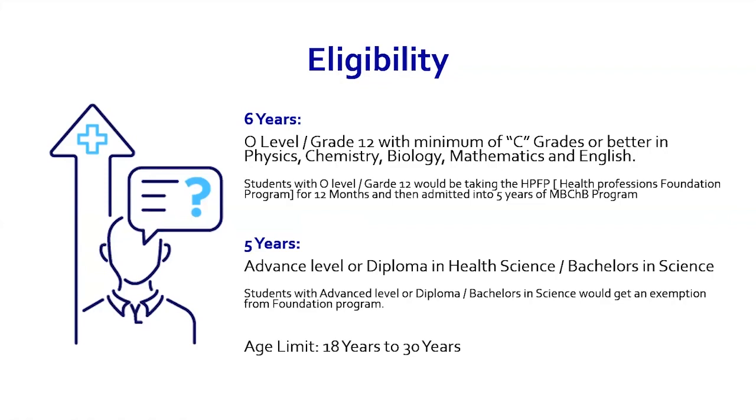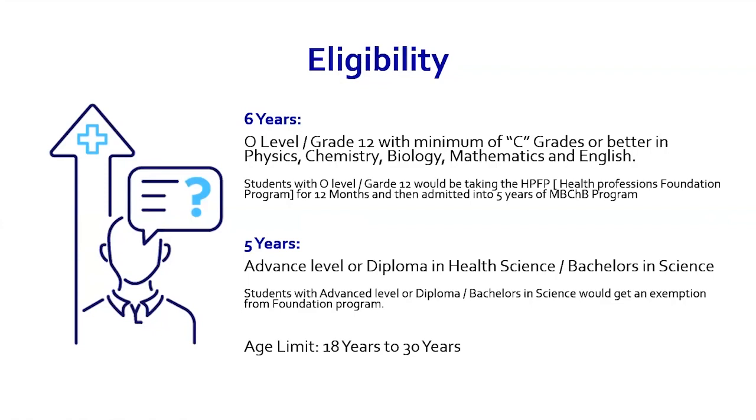In the first year, they're going to study health professional foundation, which is basics, and the 5 years is going to be MBCHB. And for that, a student should have completed O-level, and they should have 5 credits: physics, chemistry, biology, mathematics, and English. Or we can either consider physics or chemistry.